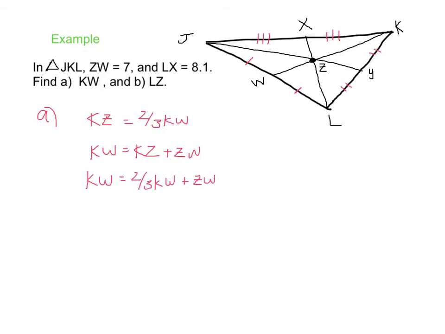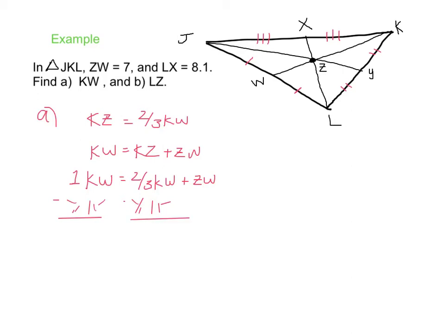Now I see KWs on both sides. I see 2/3 KW and I see a KW over here. So it's almost like an invisible 1 here. It's like 1 times KW is equal to 2/3 KW plus ZW. Let's subtract our KWs over. Subtract 2/3 KW, subtract 2/3 KW.